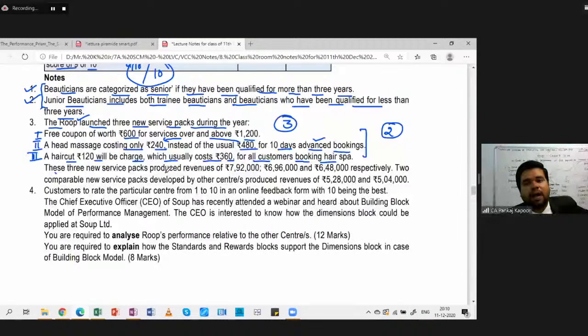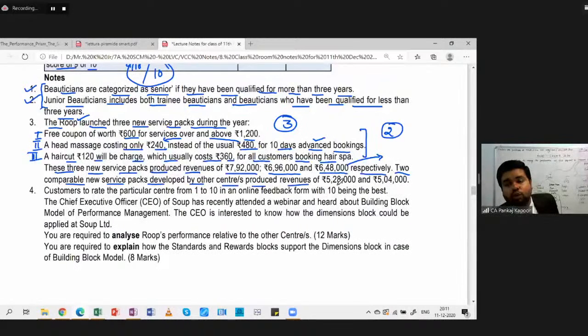These 3 new service packs produced revenue of 7,92,000, 6,94,000, and 6,48,000 respectively. It means, due to innovation, you can add these 3 and identify how much extra Roop Limited earned. Further, the 2 comparable new service packs developed by the other center produced revenue of 5,28,000 and 4,000. You can clearly see the new products of Roop Limited helped them earn more money.